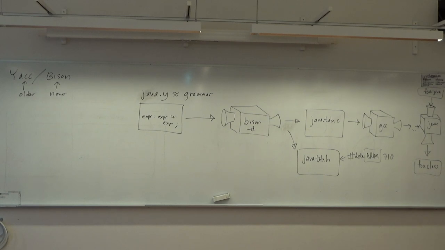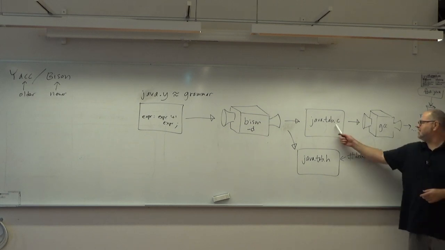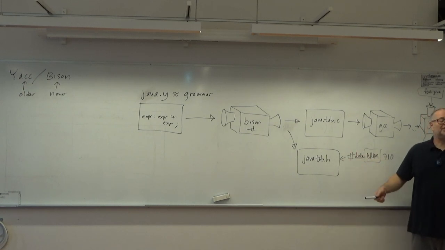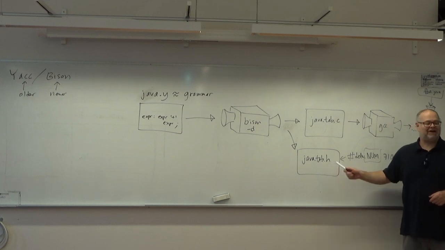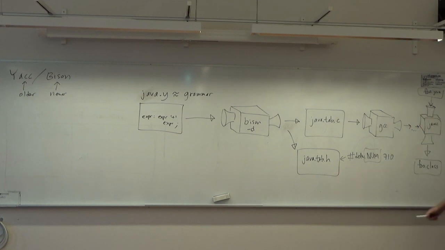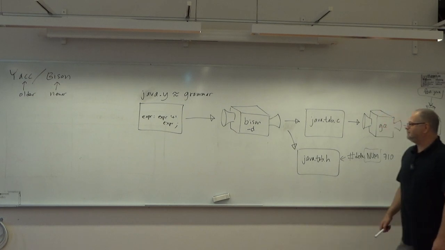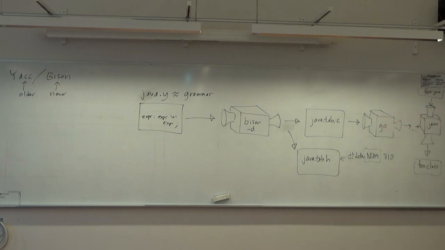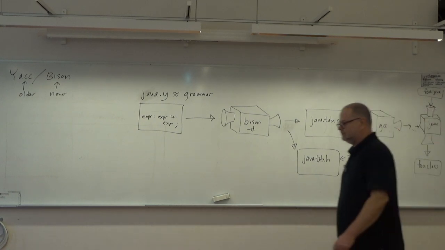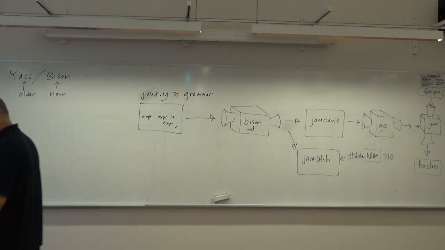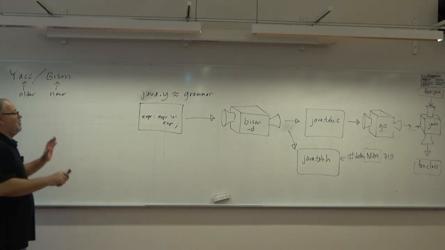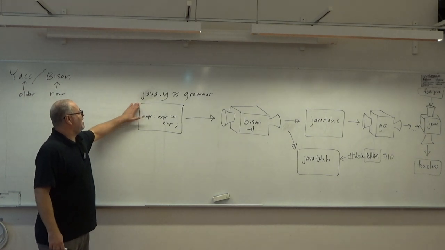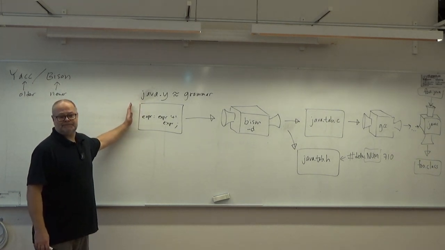So when you interface the parser to the other parts of your compiler, you need this definitions file, this header file, which you get by saying bison minus d. Okay? And after the break, we will look at how this input file to Bison looks.